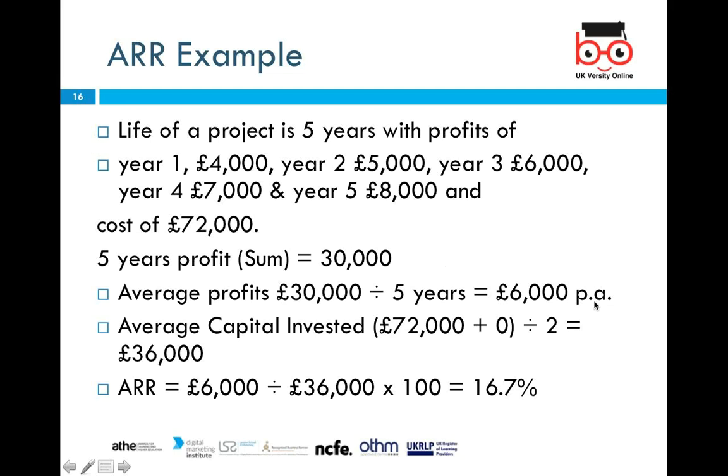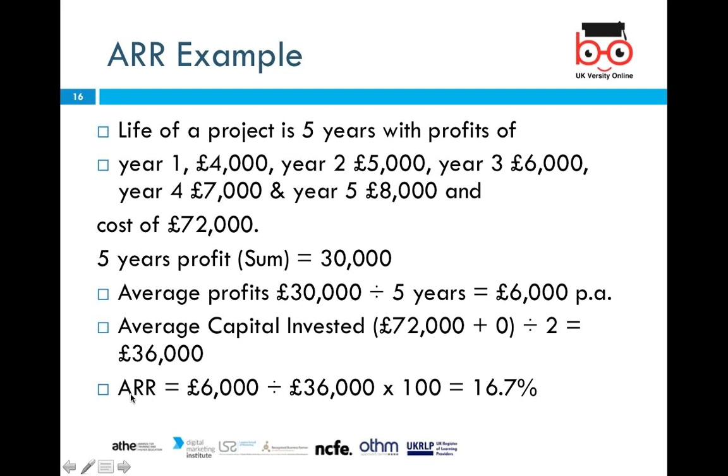Now, what will be the profit per annum on average? On average, in every year, it is 6,000. That means 30,000 divided by 5, which gives 6,000 per annum. That is our average profit. And the average capital invested: the total capital that has been invested, the cost of the capital, divided by 2.